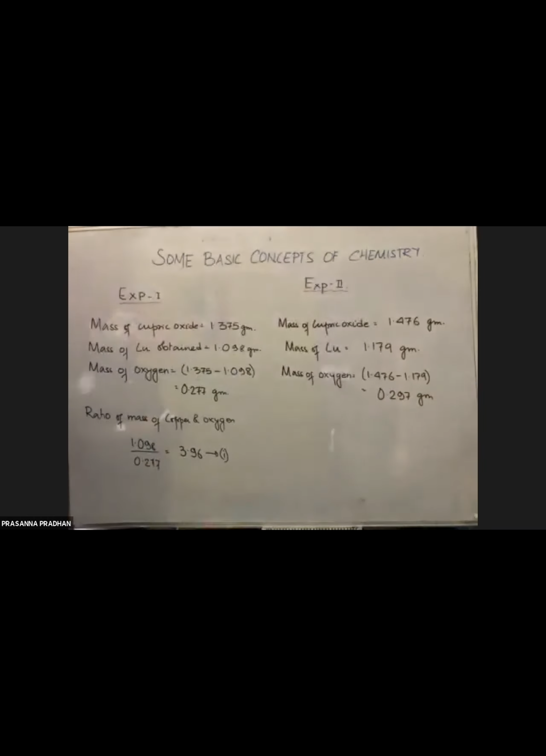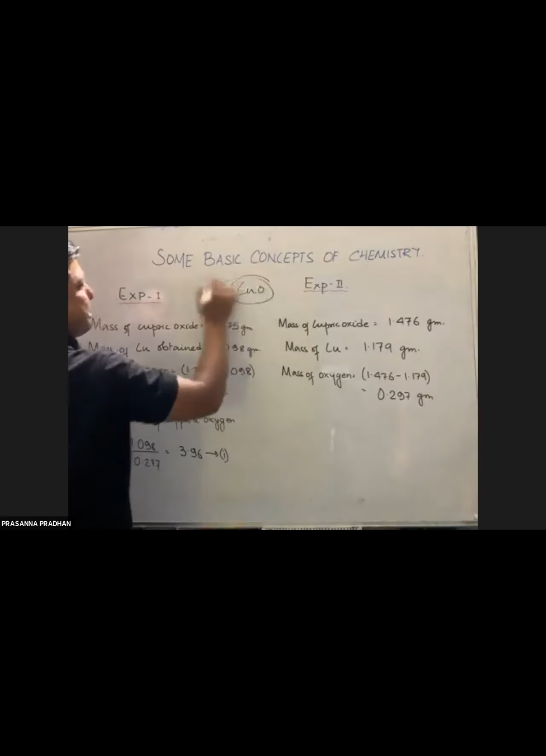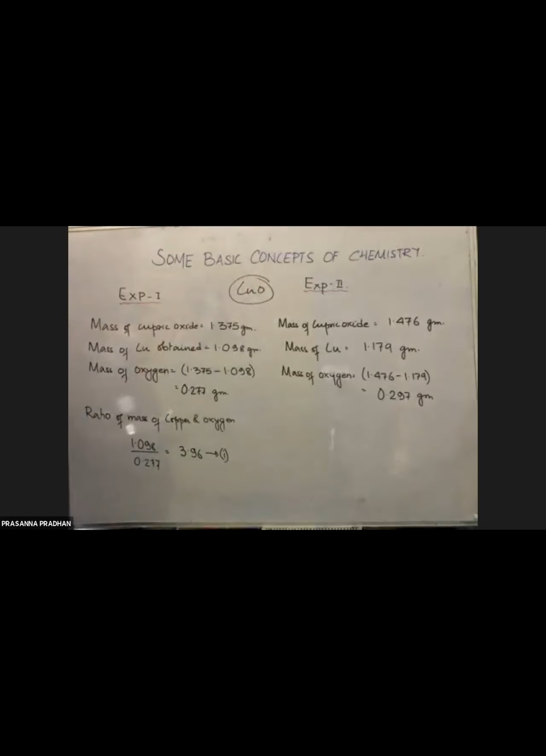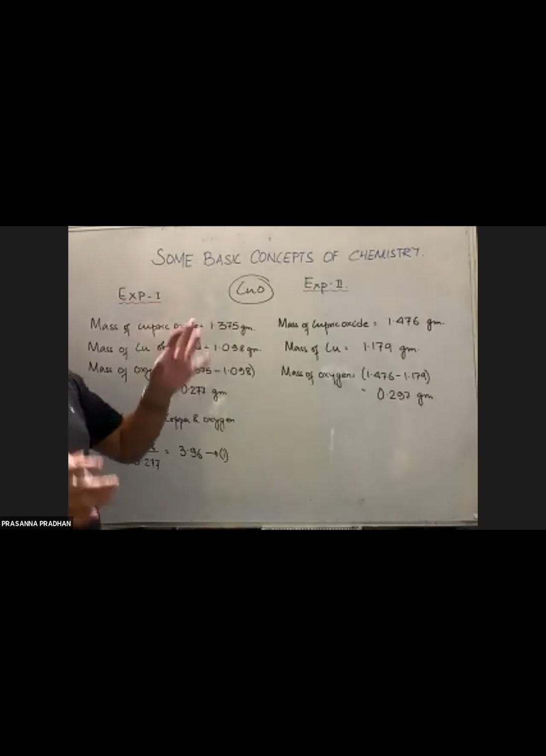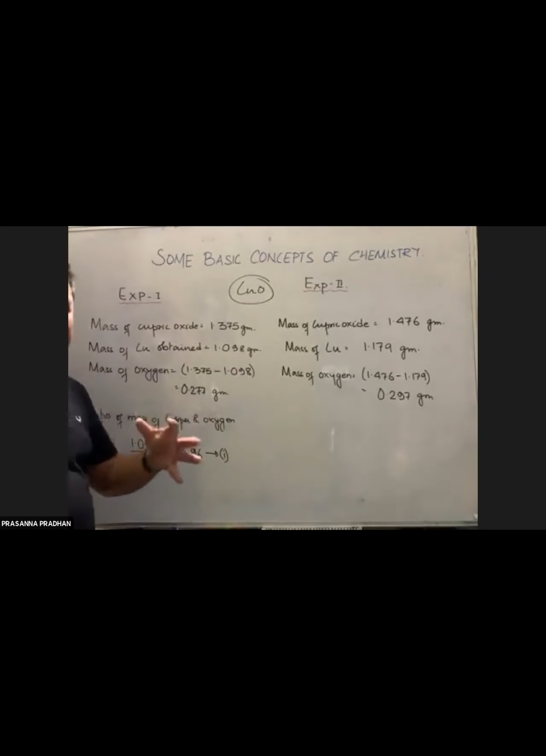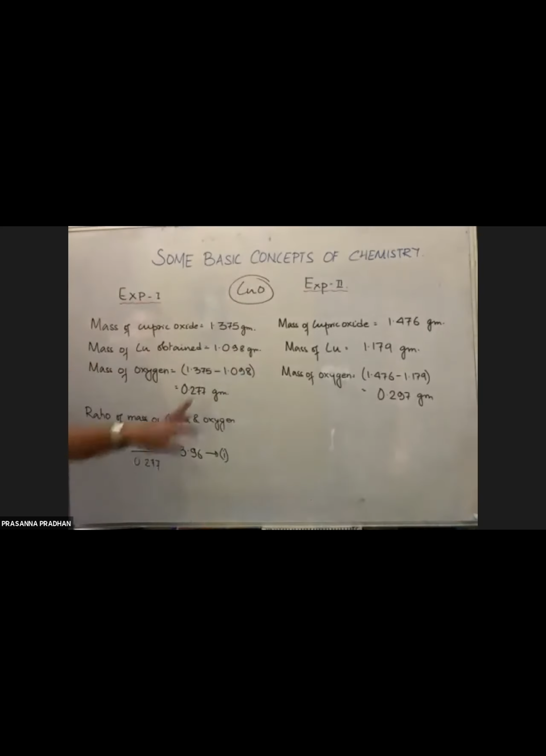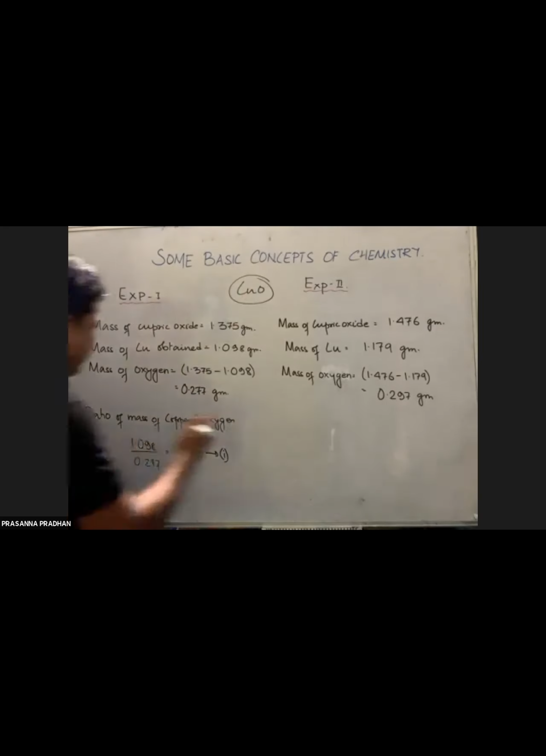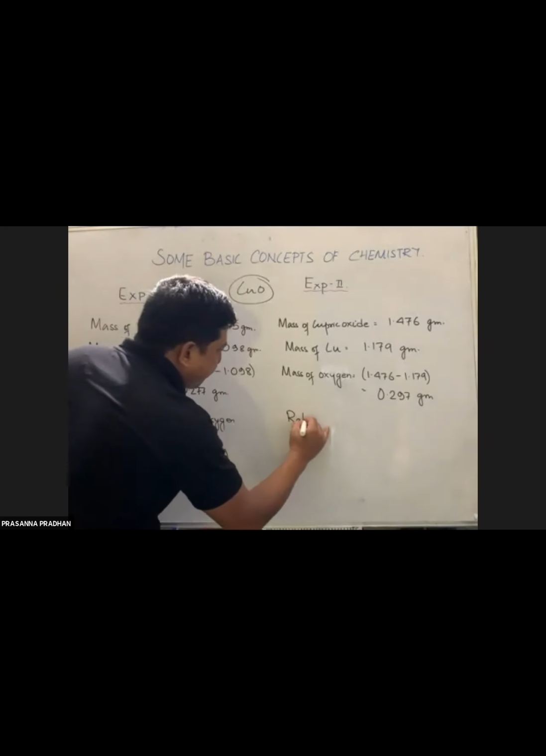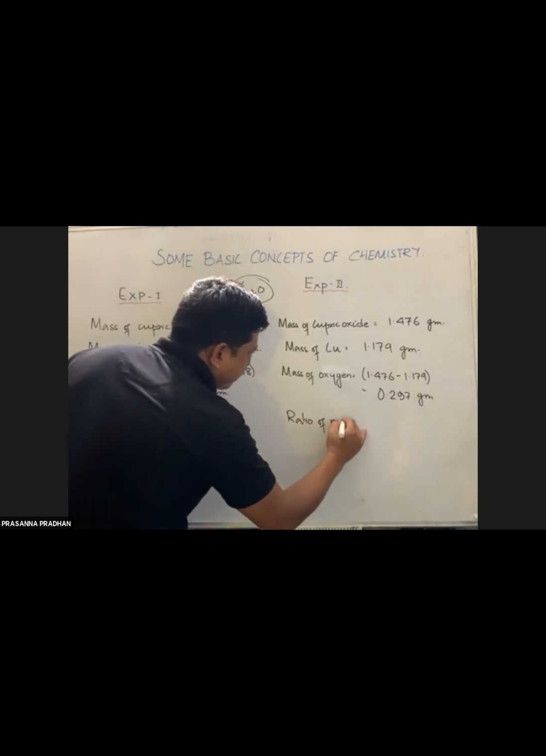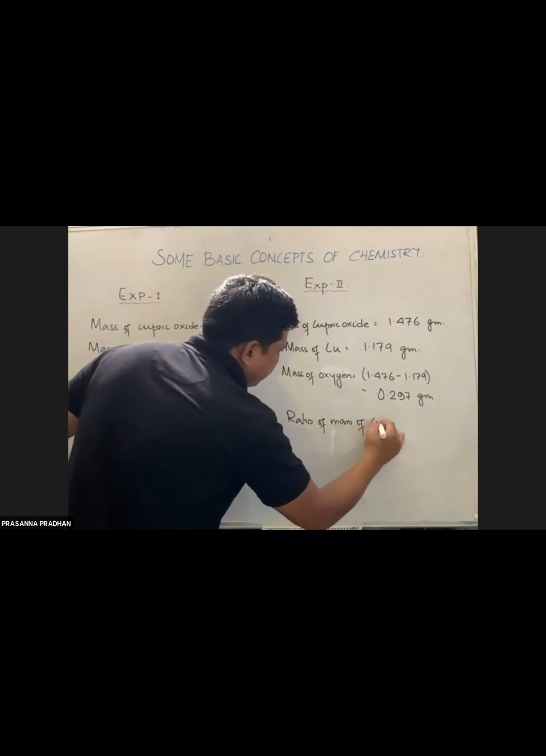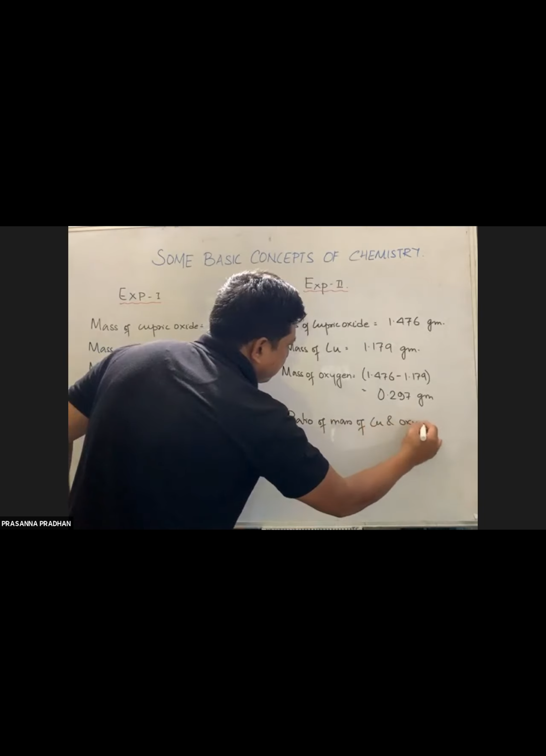0.297 gram. Okay. So now we are talking about the same compound copper oxide out here. So it is obtained in different ways. There are different chemical reactions going on, but we are talking about the same chemical compound copper oxide. So first experiment the ratio of copper and oxygen was this much. So second experiment, what is the ratio of mass of copper and oxygen?